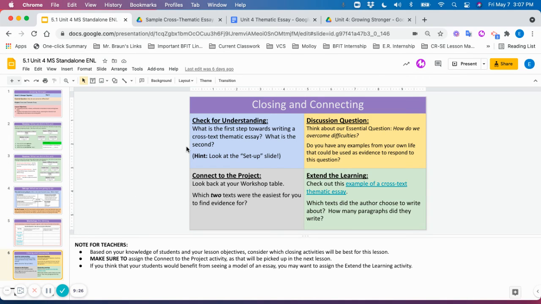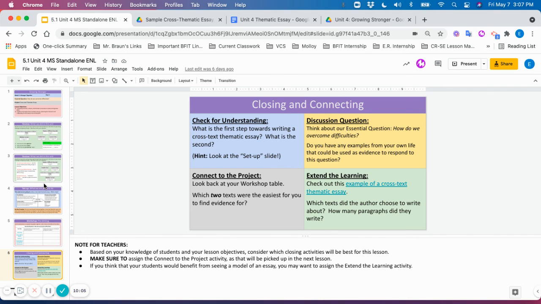Now, finally, teachers can, if time remains, address some of the closing and connecting activities, reviewing the first step towards writing a thematic essay, asking students to go back and to share which texts were the easiest for them to find evidence for. You could further talk about the essential question, and students could share possibly examples from their own life, which could then be incorporated into their essay. And again, they could review the format of the sample cross-text thematic essay.